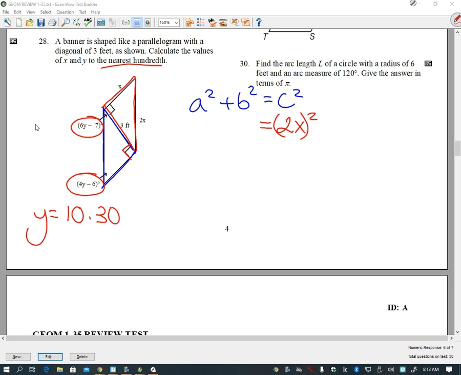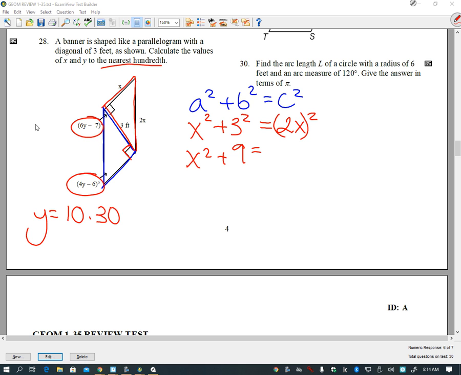Does it matter what a and b are in terms of which one is x and which one is 3? No. Allison, what do you want a squared to be? X. So we're just going to write x squared plus what? 3 squared. And if there had been a coefficient in front of x, we would have also had to put that in parentheses, right? But because it's just x that's sitting there, we don't have to put it in parentheses. So let's go ahead and simplify. We've got x squared plus what?